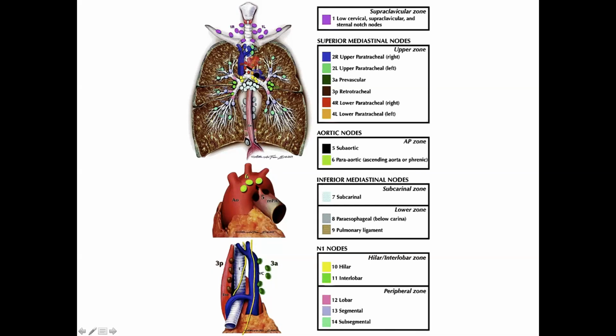But station 5 and 6, subaortic or AP window, and then the para-aortic lymph nodes, station 6. Just to mention in passing, we often consider that a left upper lobe tumor with just these nodes involved do seem to have a very good outcome, and that's a particular instance of the single station N2 with no intervening N1 disease.